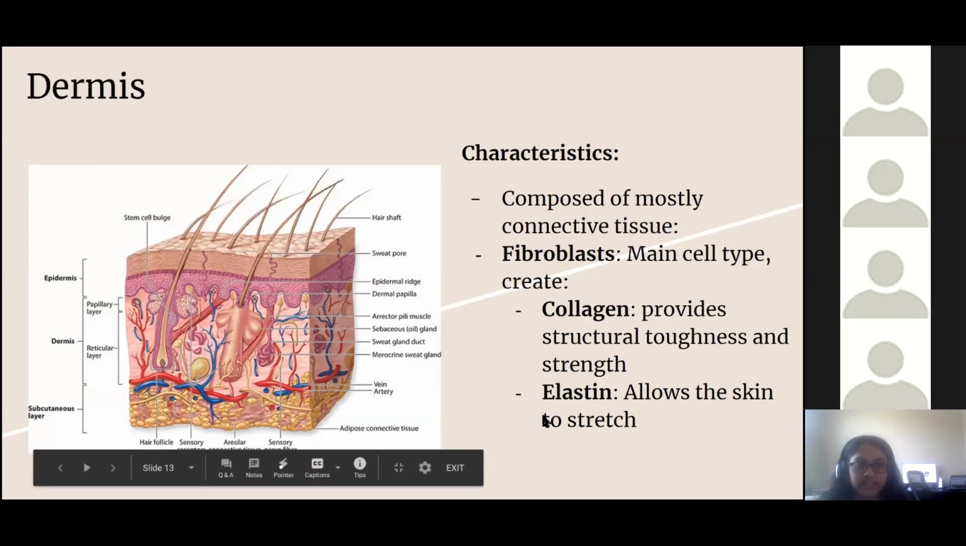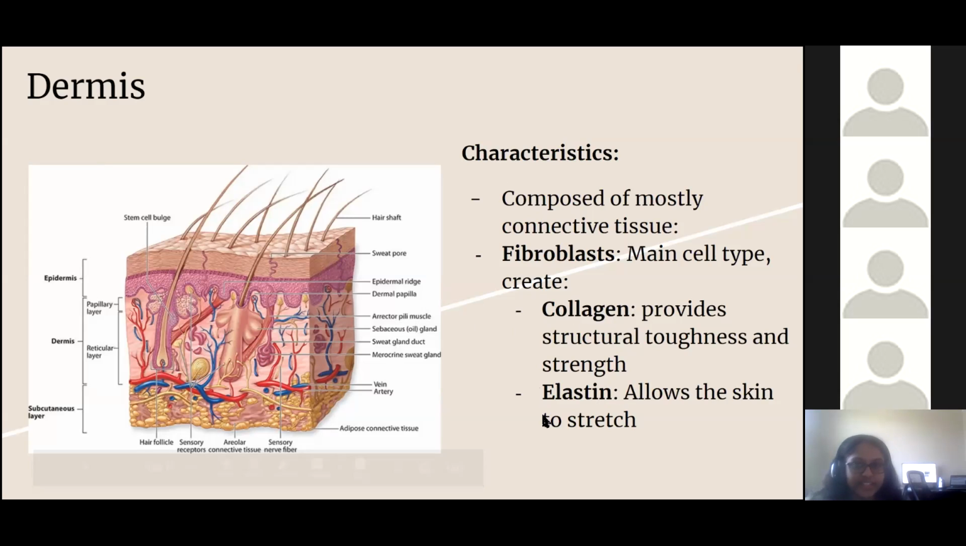Also, elastin. Can anyone guess what this means? Elastic, so it allows the skin to stretch. Like Daphne was talking about elasticity in muscle cells, this is the same thing. It's the ability for the skin to stretch and then come back to its original shape.